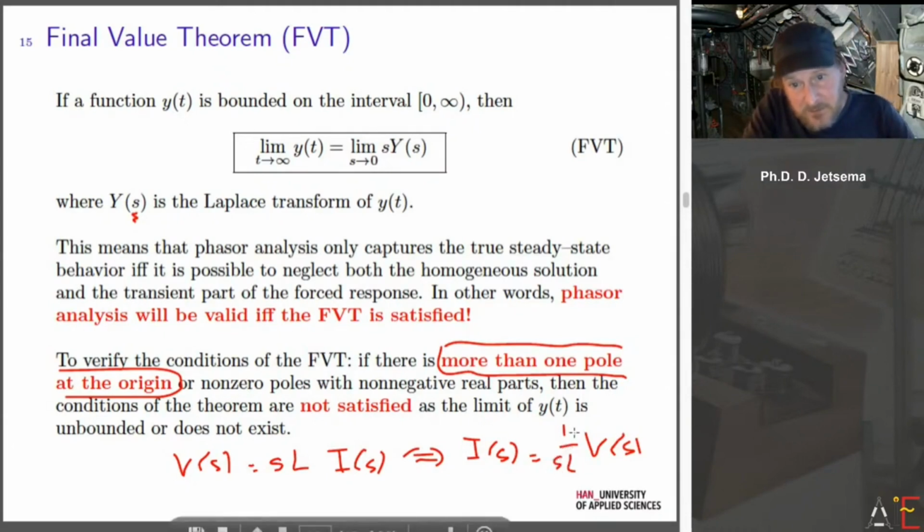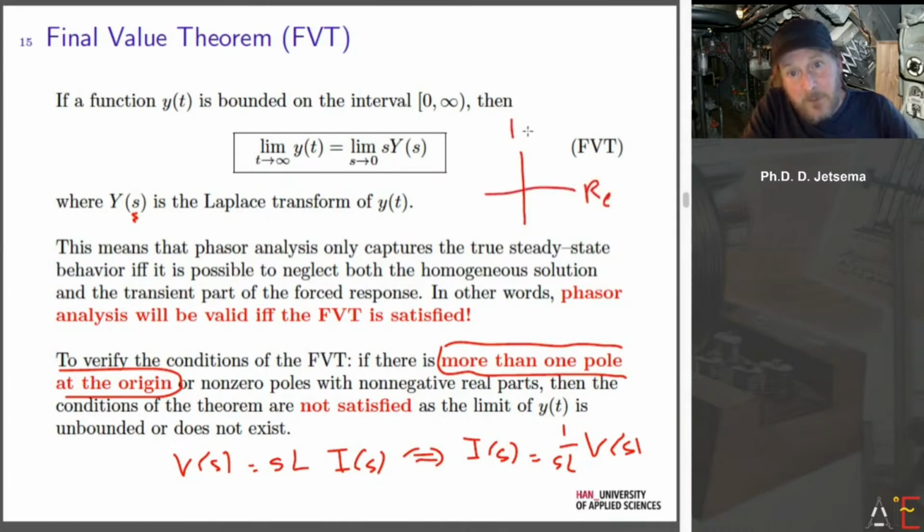And here you see that this is your transfer function, and you have just one pole, and that is in the complex plane. If this is the origin, then the pole is over here. So for a single inductor, the final value theorem is satisfied. And then you can just do phasor analysis.